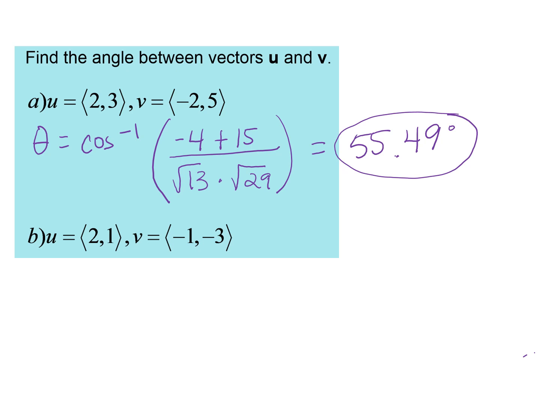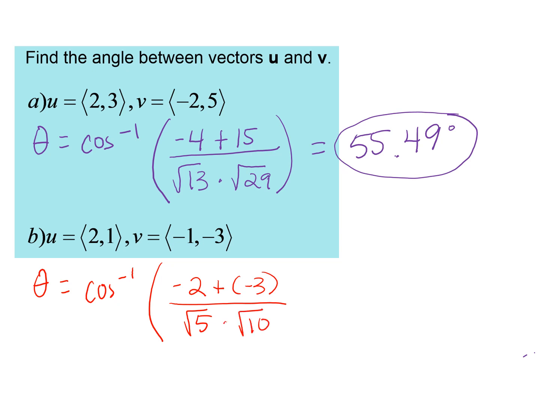Okay, I'm going to start working through this. If you're not ready, feel free to press pause. So to find theta, the angle between the two vectors, I do the inverse cosine of the dot product. So that would give me -2 plus -3 over the magnitude of the first vector. So I would do 2 squared plus 1 squared, which would be the square root of 5. And then for the second vector, I would get 1 plus 9, which would be the square root of 10. And if I plug that into my calculator, that gives me a nice answer this time, 135 degrees.